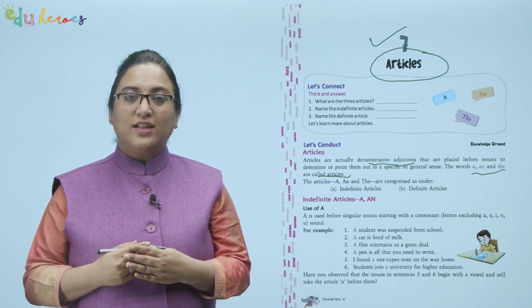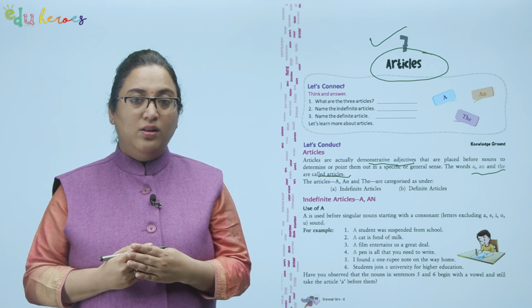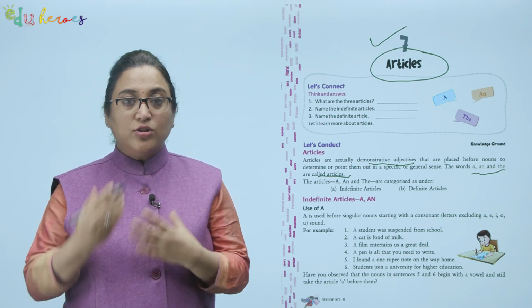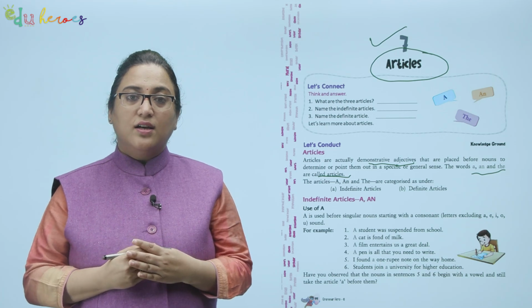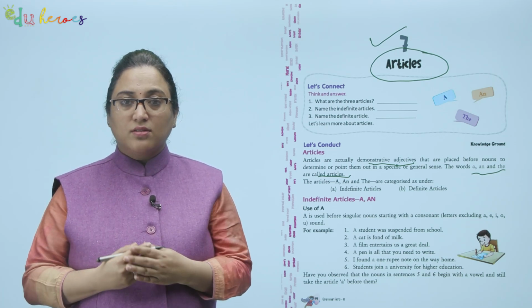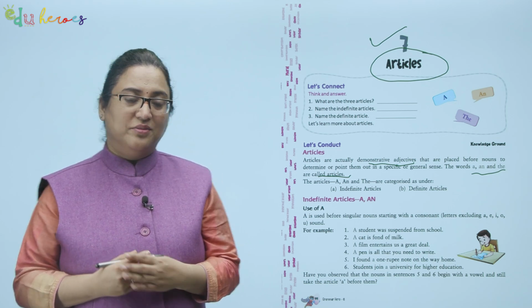Have you observed that the nouns in sentences 5 and 6 begin with a vowel and still take the article a before them? And also in the rest of the sentences, a is denoting one thing, a student, a cat, one cat. Let's read further.